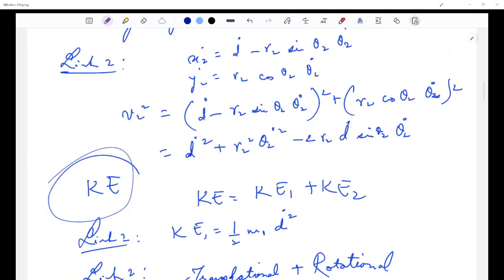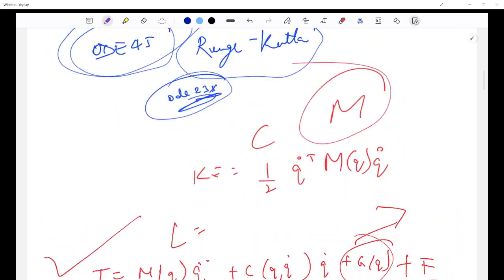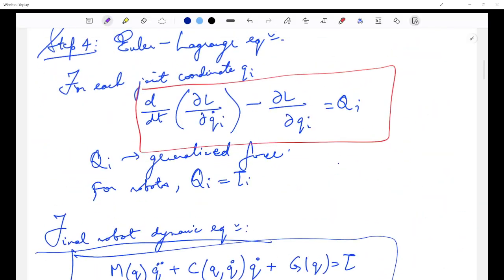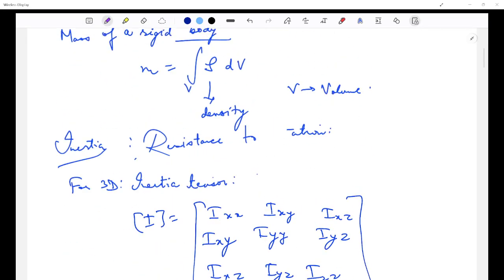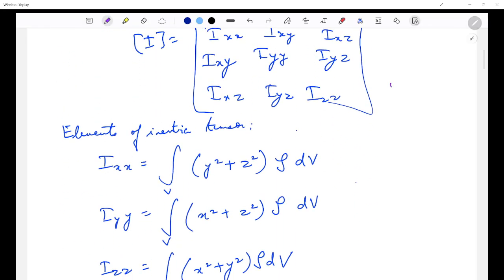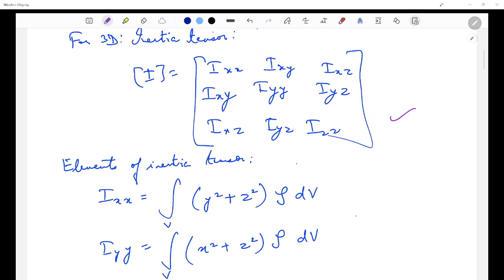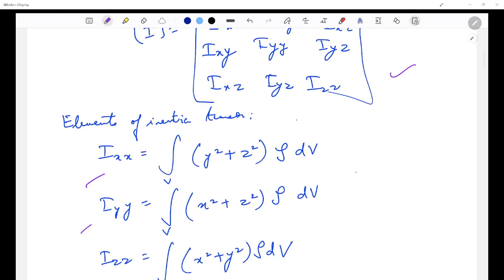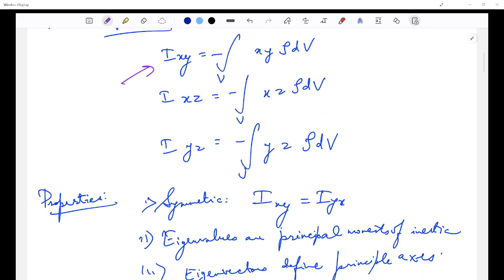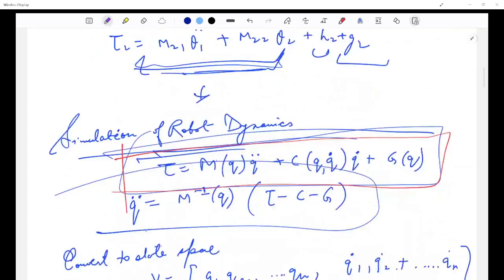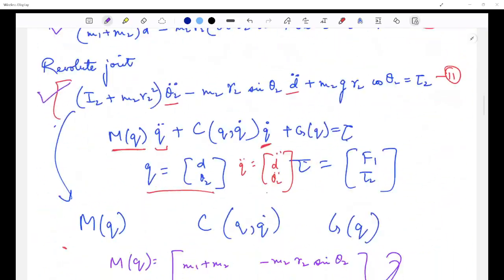Okay. So this is the inertia matrix that we saw, right? And we saw how we define Ixx, Iyy, etc., and how we define the Ixy term. So it basically describes how the mass of the body is distributed in space.